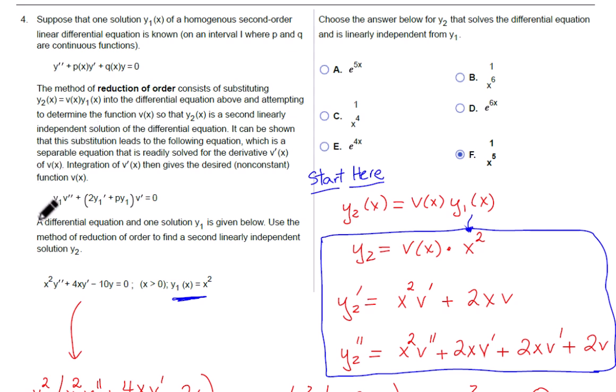So in this case, we're going to be given this particular differential equation, and they're going to tell me that one answer that is guaranteed is x squared would solve this. All right, so what do I see about y2? y2, they told us by reduction of order, is v times y1. All right, so plug in y1. All right, so I need to figure out what y2 would look like.